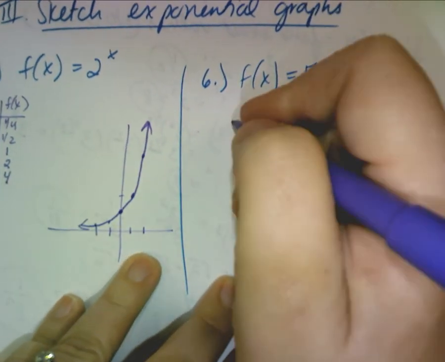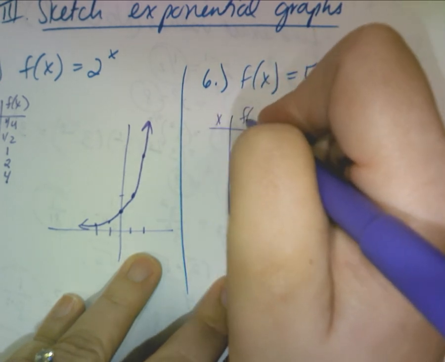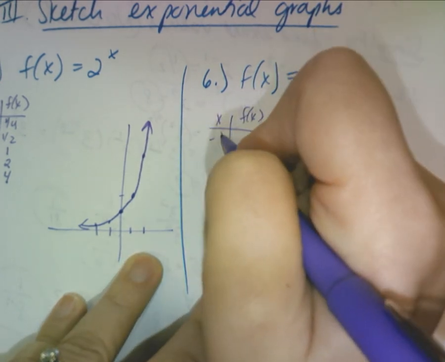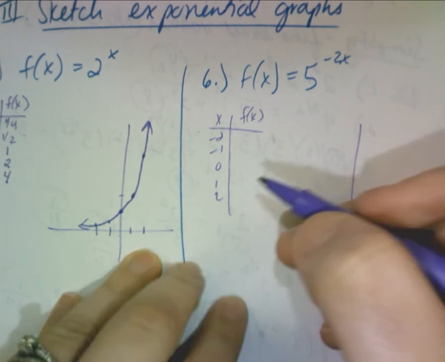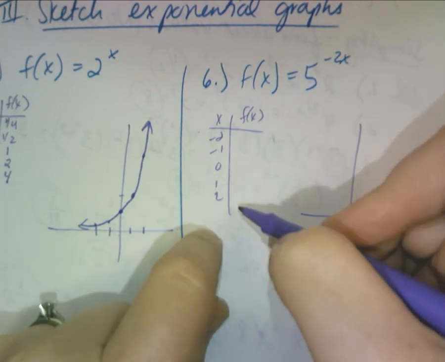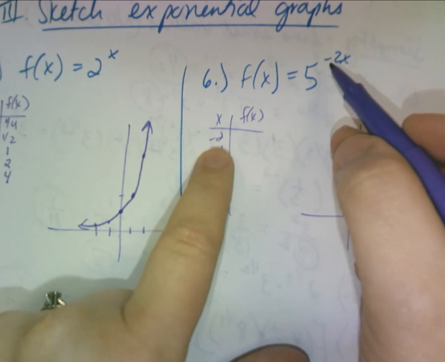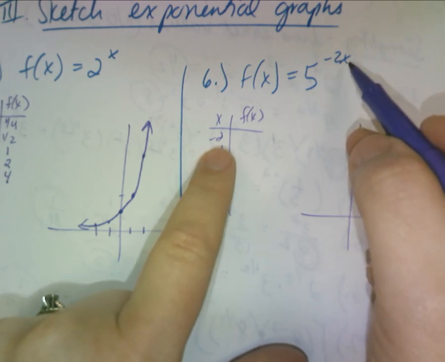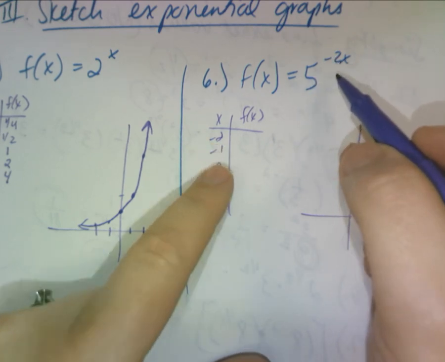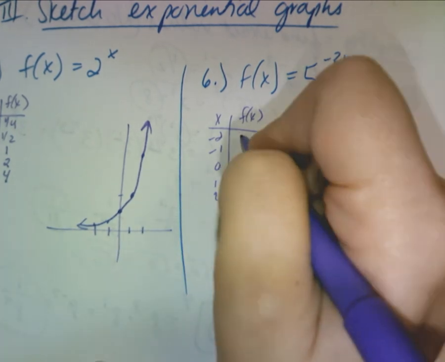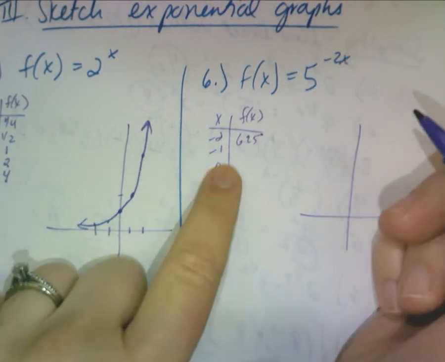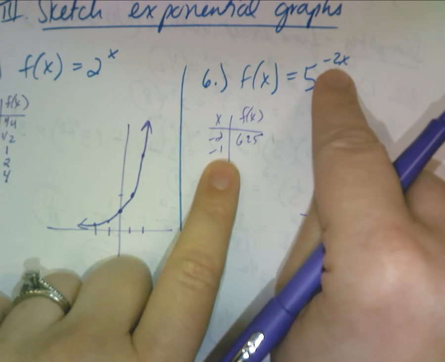Let's do the same with this one. I'm going to stick with -2, -1, 0, 1, 2. I think that looks pretty good. And I'm actually going to work this way down because -2 times -2 is +4, right? So 5 to the 4th is 5 squared squared. So 5 squared is 25. 25 squared is 625. I know. That's one I know.